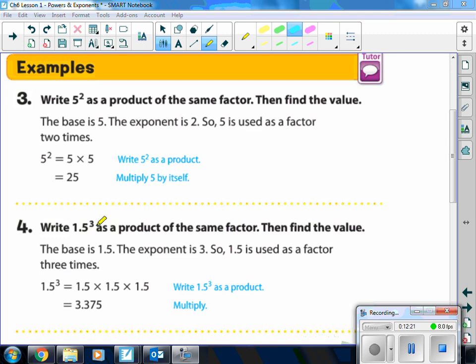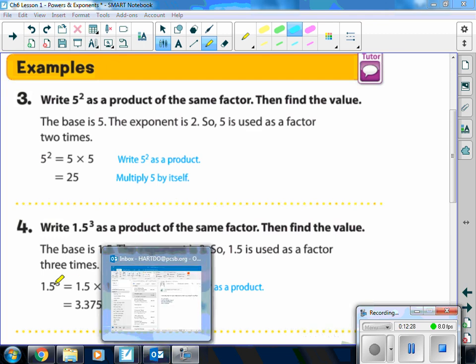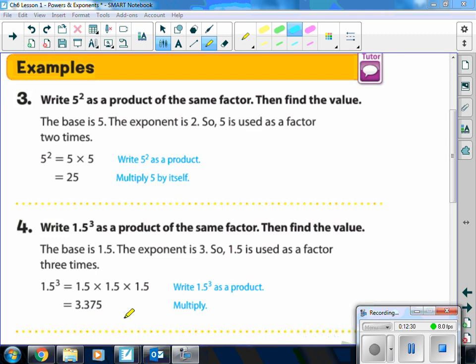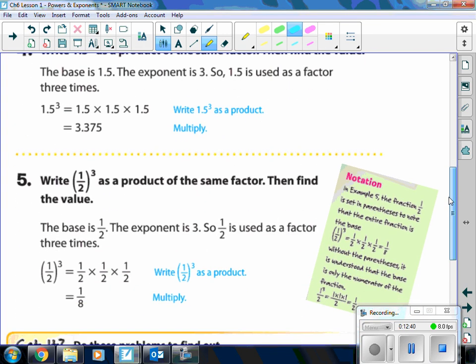So here, 1.5 cubed is written as 1.5 times 1.5 times 1.5. And then when you multiply them out, you get 3.375. Please make sure you know how to multiply decimals, okay? And we can also do them with fractions.